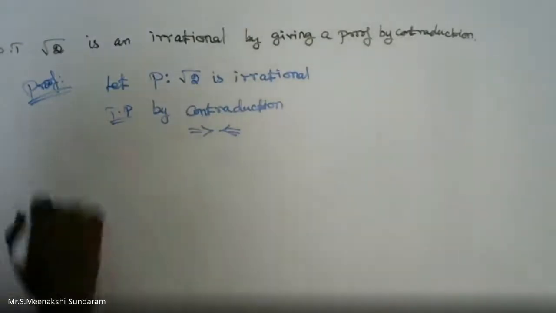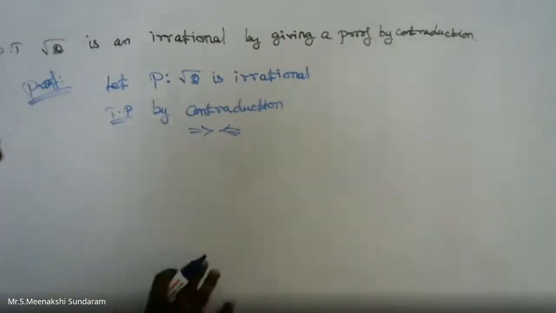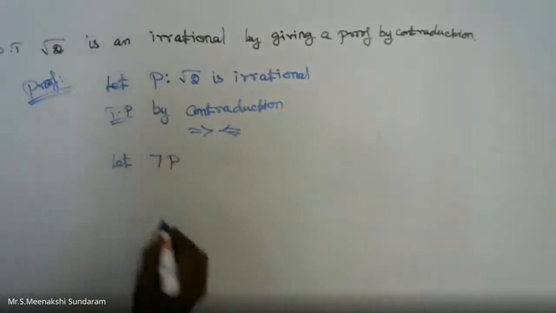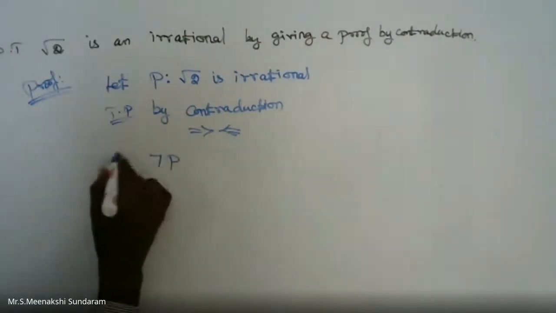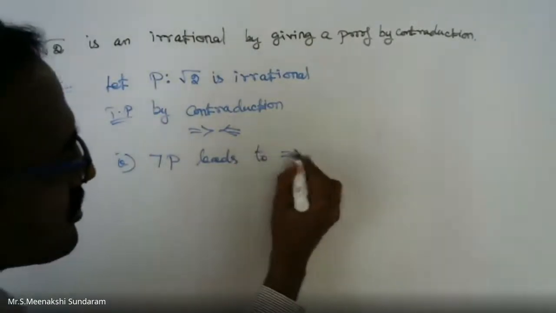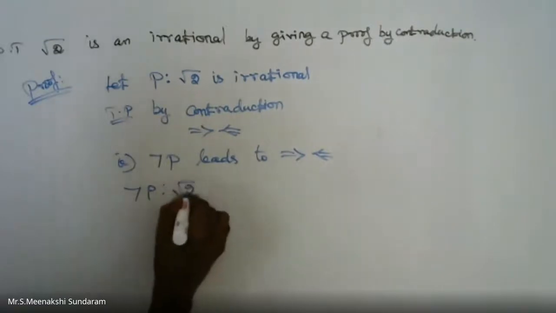We assume that the conclusion, the negation of our assumption, is true. Let negation P be true. We take that negation P leads to a contradiction. What do you mean by negation P? Root 2 is rational, not irrational.